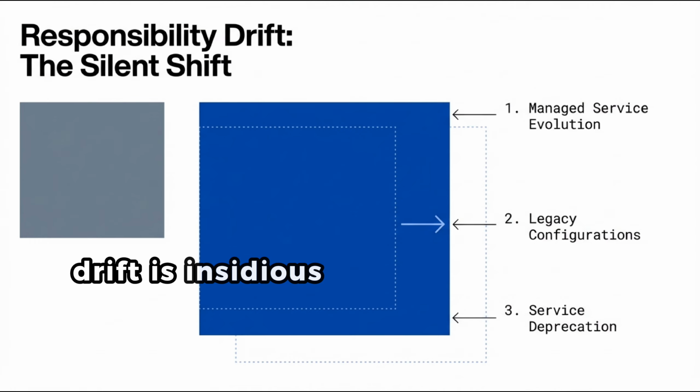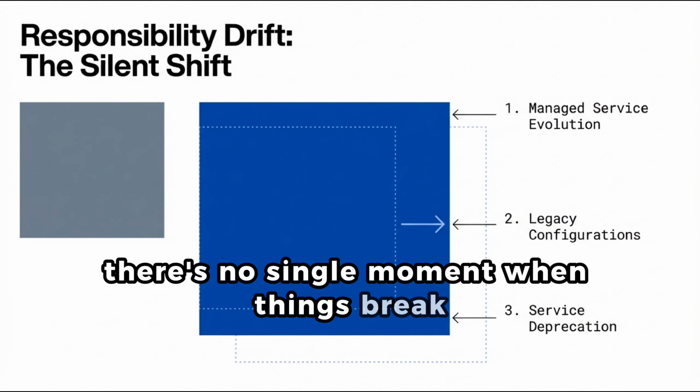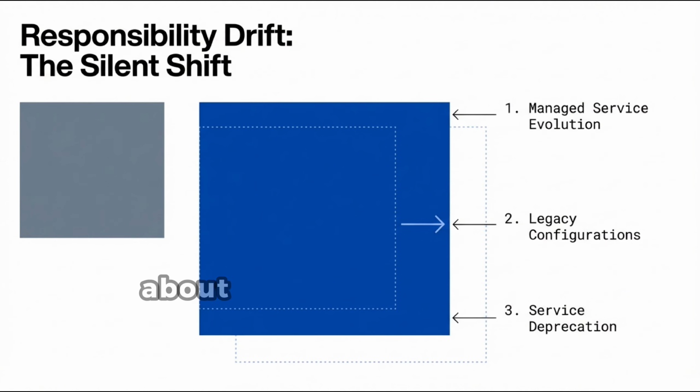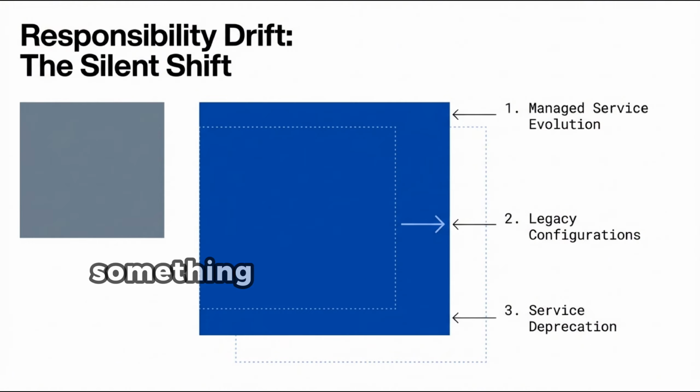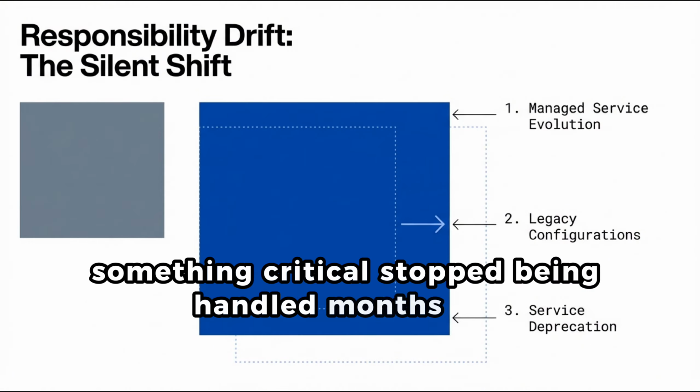Drift is insidious because it happens gradually. There's no single moment when things break, just a slow erosion of clarity about who's handling what, until eventually an incident reveals that something critical stopped being handled months ago.